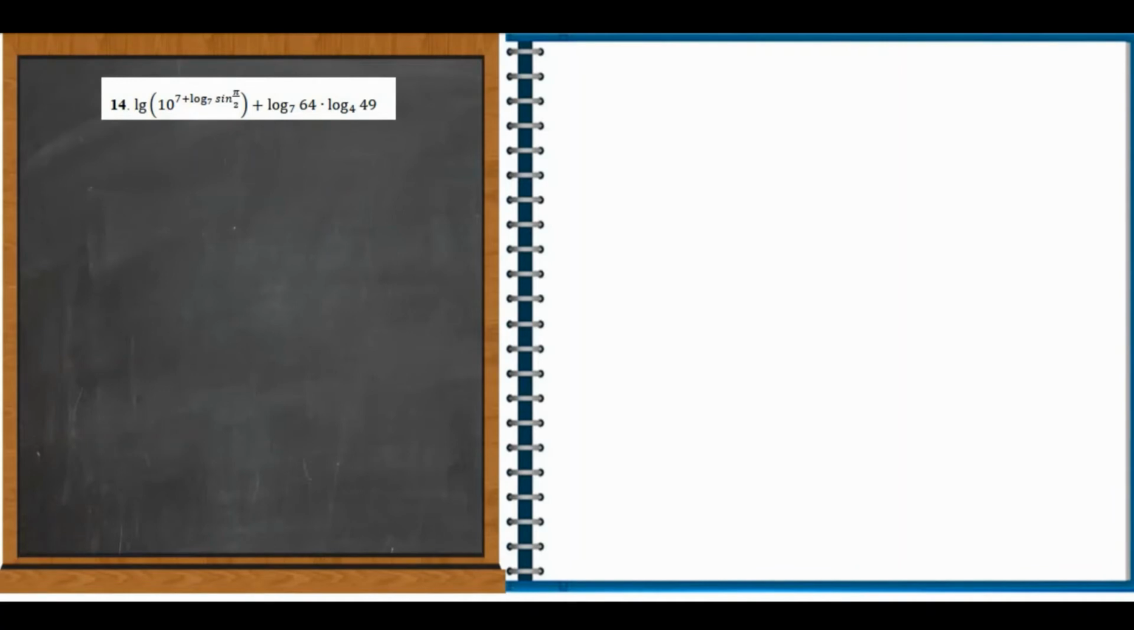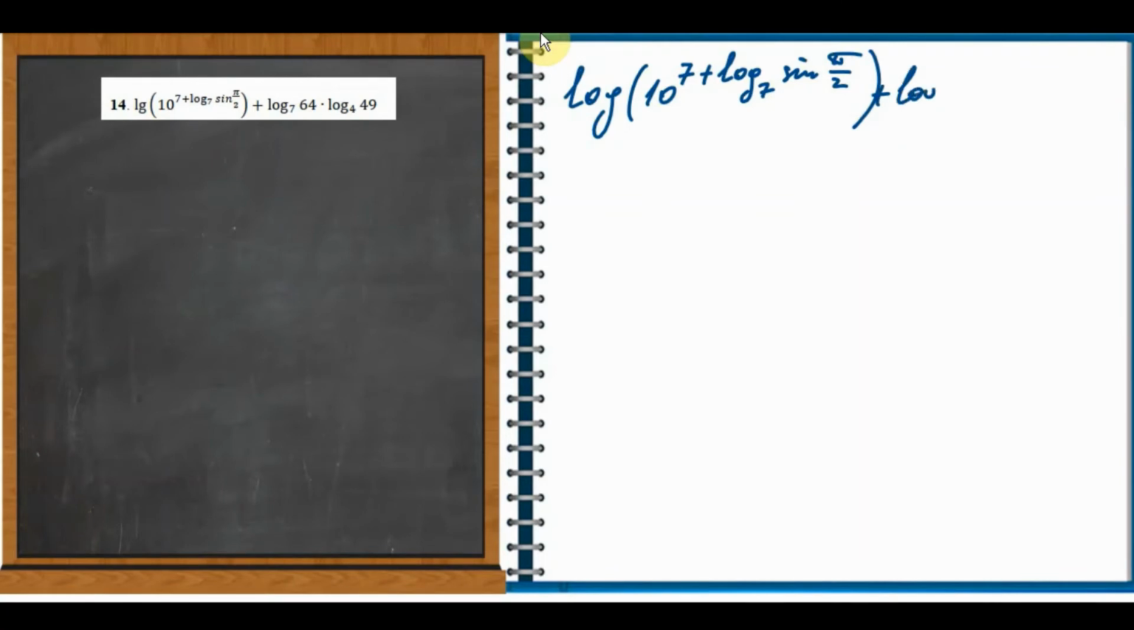Number 14. In number 14, we need to know some formulas of logarithm. First, let's write this question one more time here. Log 10 to the power of 7 plus log base 7 sine pi over 2 plus log base 7 of 64 multiplied by log base 4 of 49.